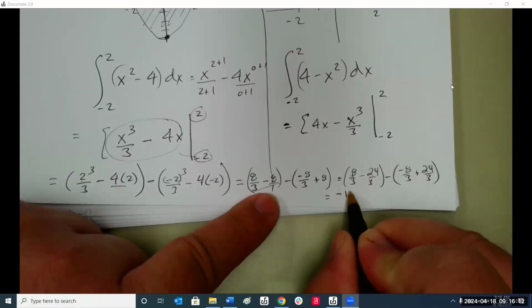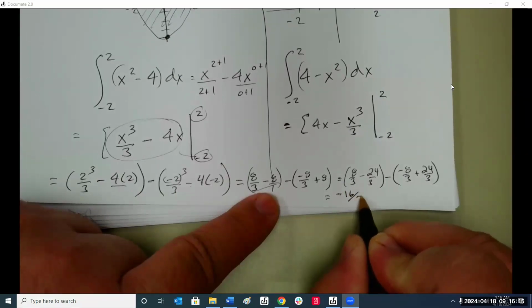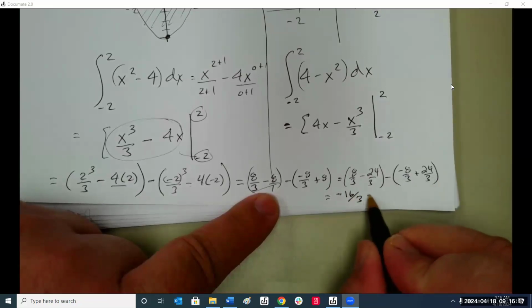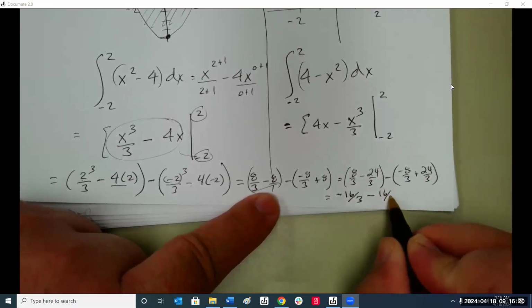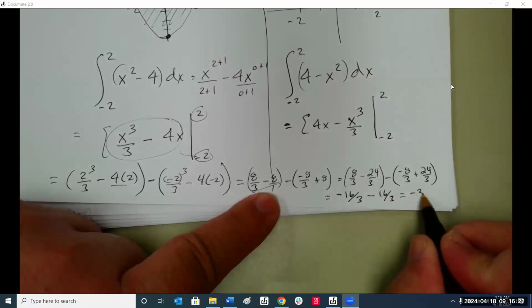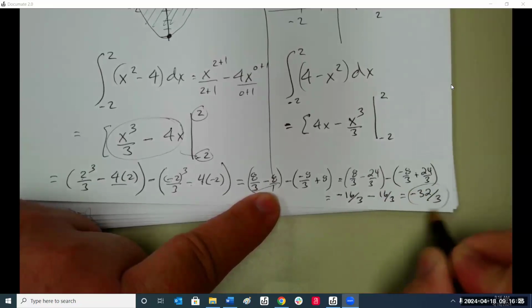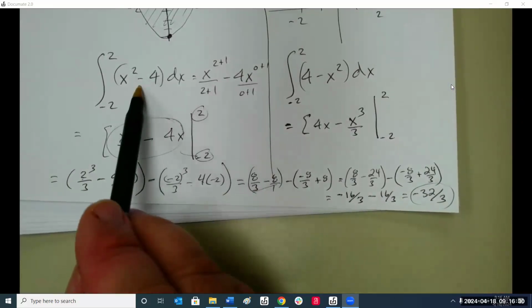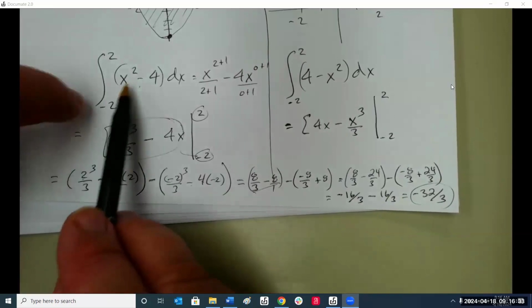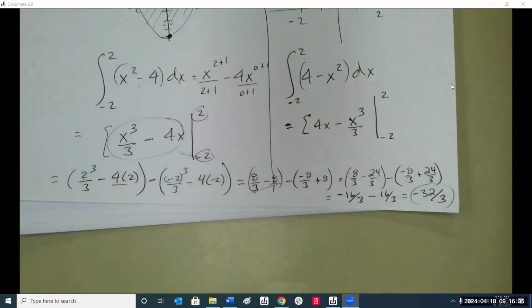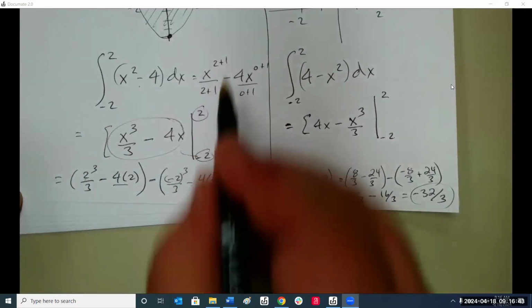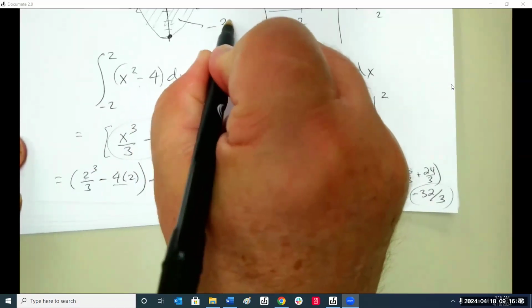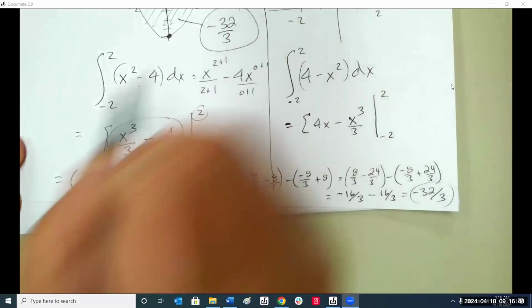This is -16 over 3, minus 16 over 3 makes it -32 over 3. All algebra. I mean, just calculus is right there. Just setting it up. The rest is algebra. So for this first one, we got a -32 over 3 area.